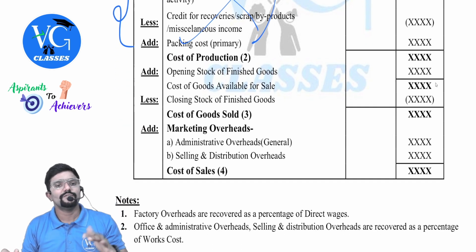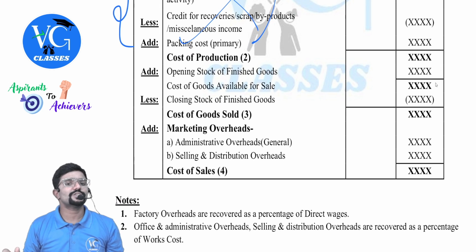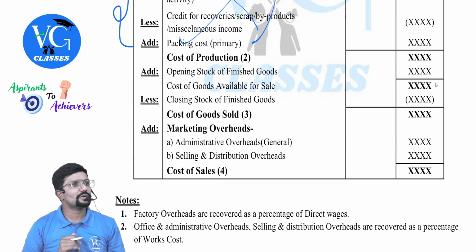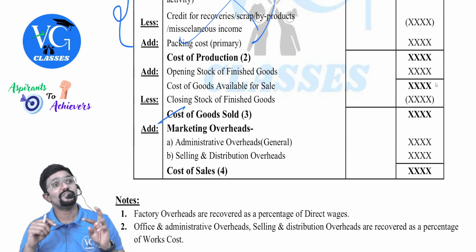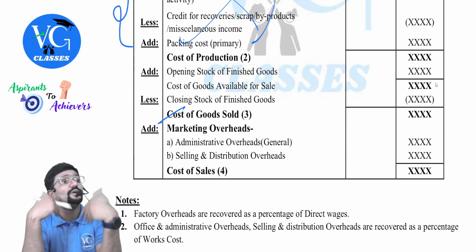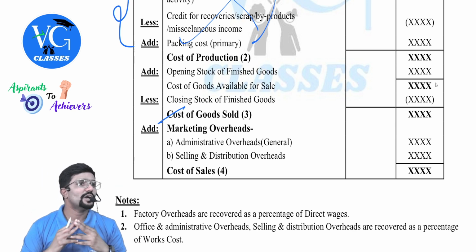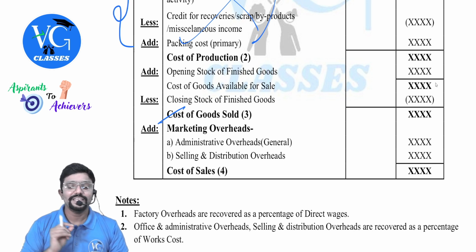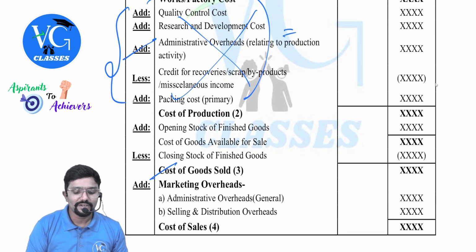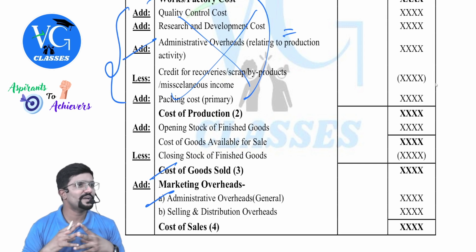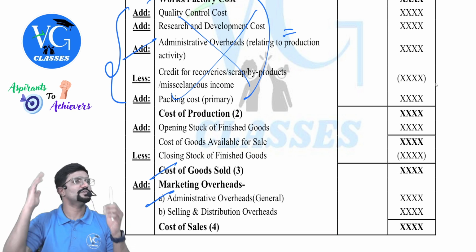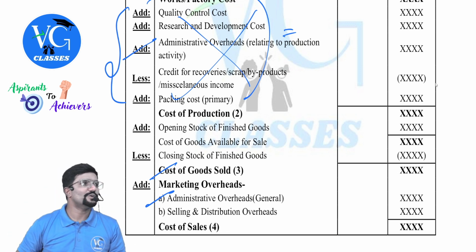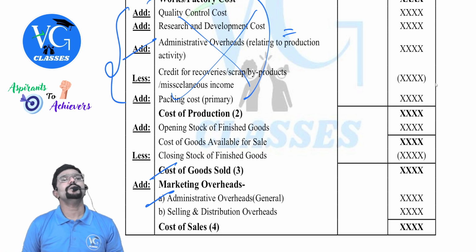Okay, sir. Then for cost of production, we will add opening stock of finished goods and deduct closing stock of finished goods. What do we get here? COGS. But there one more extra item will come: administrative overhead absorbed. Clear? Here, administrative overhead will come depending upon whether it is related to production or general. Whereas in the cost accounting system, it comes in between both, after COP but before COGS, guys.